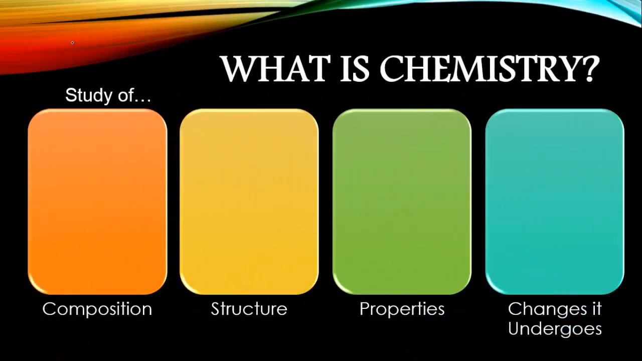So, what is chemistry? It is the study of composition, structure, properties, and the changes it undergoes. Pretty straightforward, but what do each of those pieces mean? Well, composition. Composition is what something is made of. So the water molecule is made up of hydrogen atoms and oxygen atoms. Carbon dioxide, carbon atoms and oxygen atoms, or even methane, some carbon and some hydrogen.